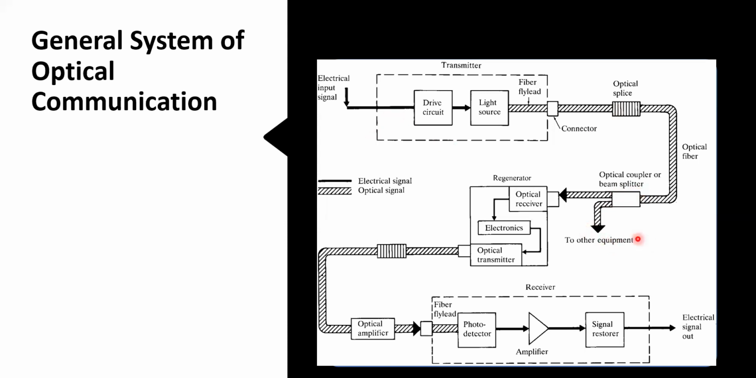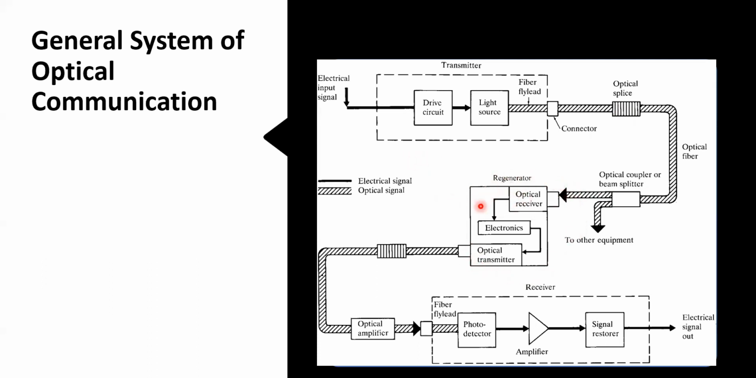So coming to the next here. In between, since the signal is traveling over a very, very long distance, the signal may get degraded as it travels. So in between, you need to place a repeater. So a repeater is basically regenerating the entire signal.